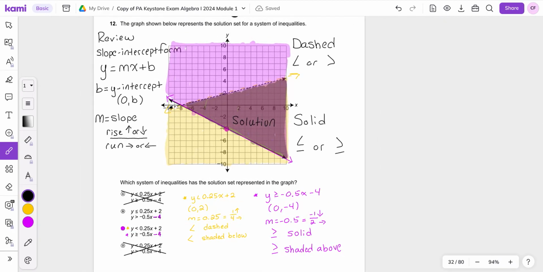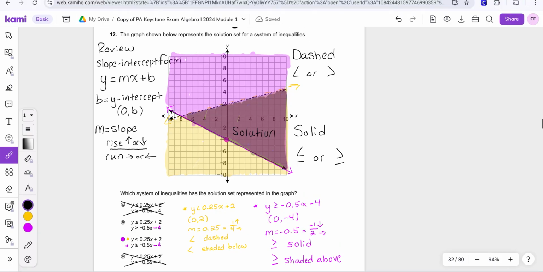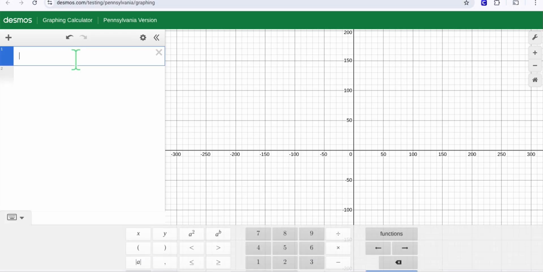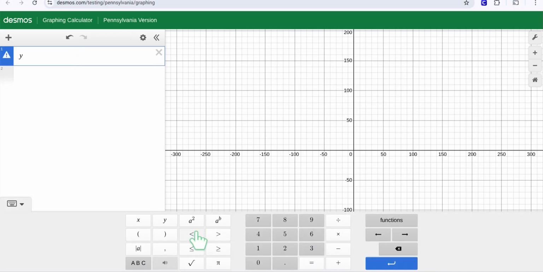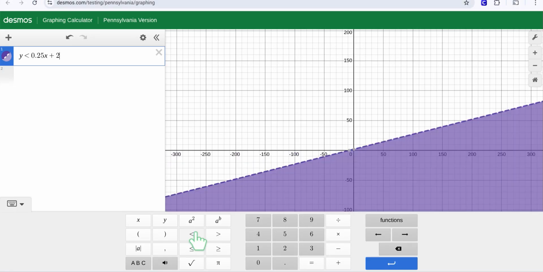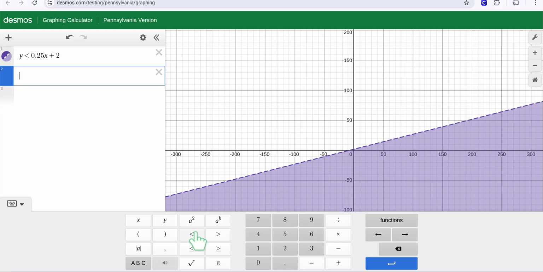Another thing we can do is using Desmos here. Since they're both in slope-intercept form, we could have graphed this. And we could have done each one, but just to verify this, I'm just going to test C. So y is less than 0.25x plus 2. And the second one is y is greater than or equal to negative 0.5x minus 4.